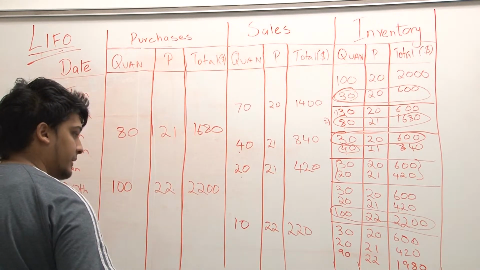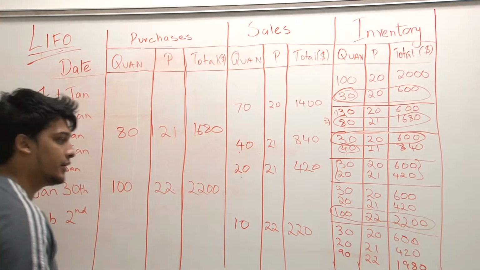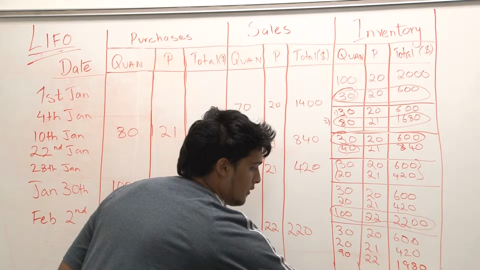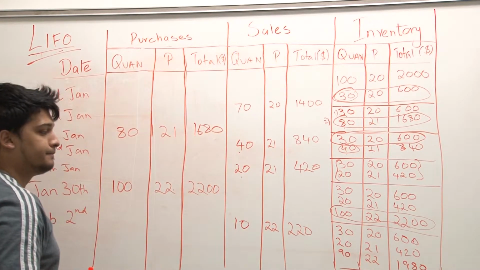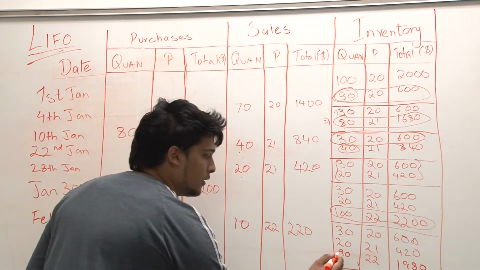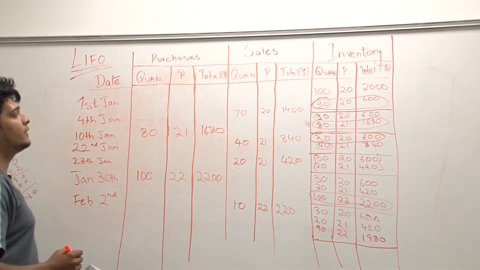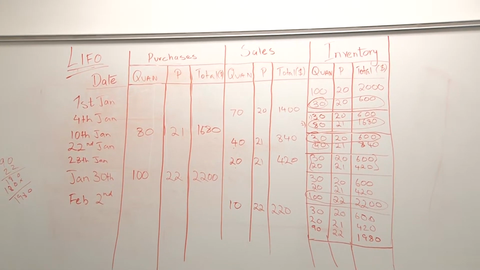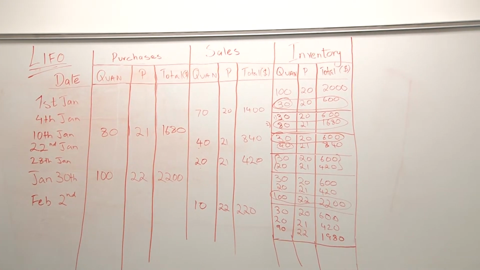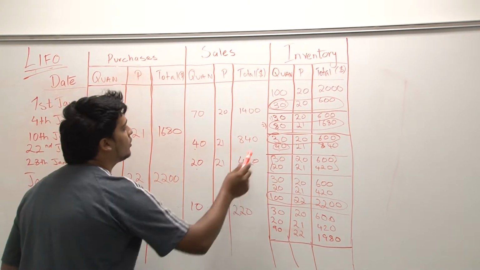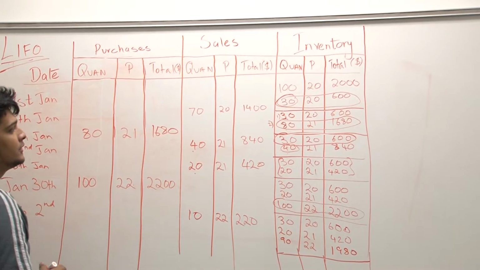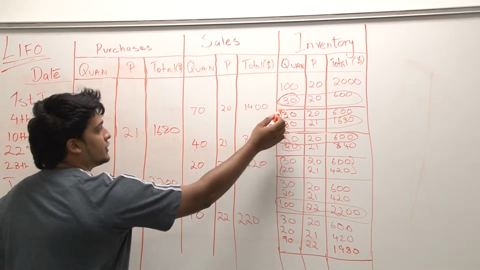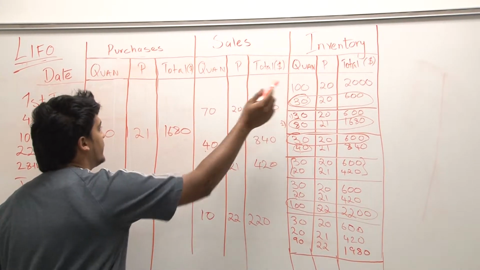I kept my calculator all the way back next to my cameraman, and I'm going to close the transaction. Now, over here you might have noticed, let me just recap everything. Here you might have noticed that in last in first out, you always need to touch your last inventory, not the first inventory.